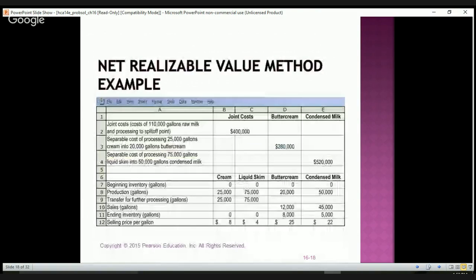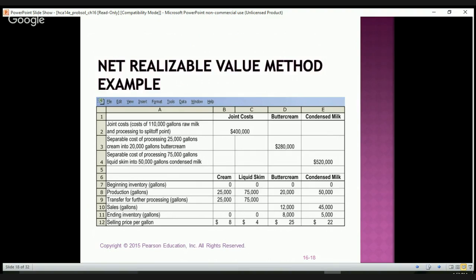So in this case, what do we have? We have the joint cost of 400,000. We have the separable cost after the split-off point to make it buttercream of 280,000. And then we have the condensed milk, which is 520,000. We didn't have any beginning inventory. We have production of 25,000 gallons of cream and 75,000 gallons of liquid skim, 20,000 of buttercream, and 50,000 of condensed milk. So we transfer for further processing the entire 25,000 and 75,000. We have sales of buttercream of 12,000 and condensed milk of 45,000, with the ending inventory of 8,000 and 5,000 respectively.